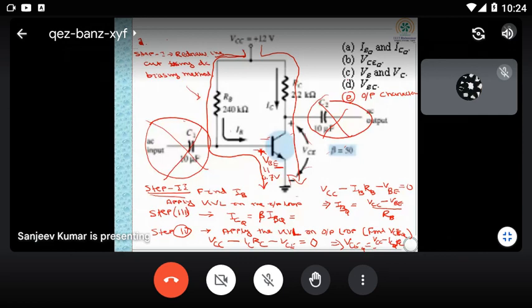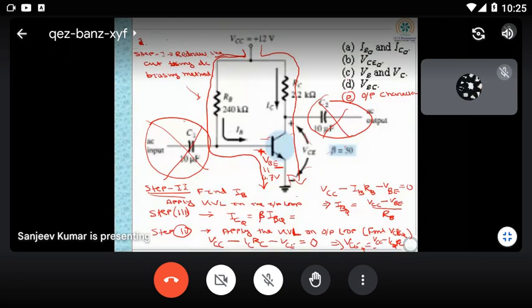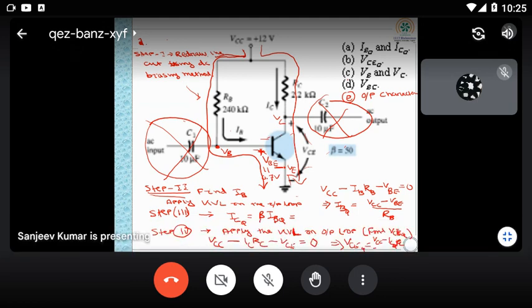So now this is step 4, to derive up to IBQ, ICQ and VCQ. Then you have to find out the next, VB. This is your VB, this point, or you can take any VB. This is your VC and this is your VE. Already you know VE is equal to 0 because the emitter is connected to the ground, so the voltage at the emitter point will be 0. And VB, how to find out?